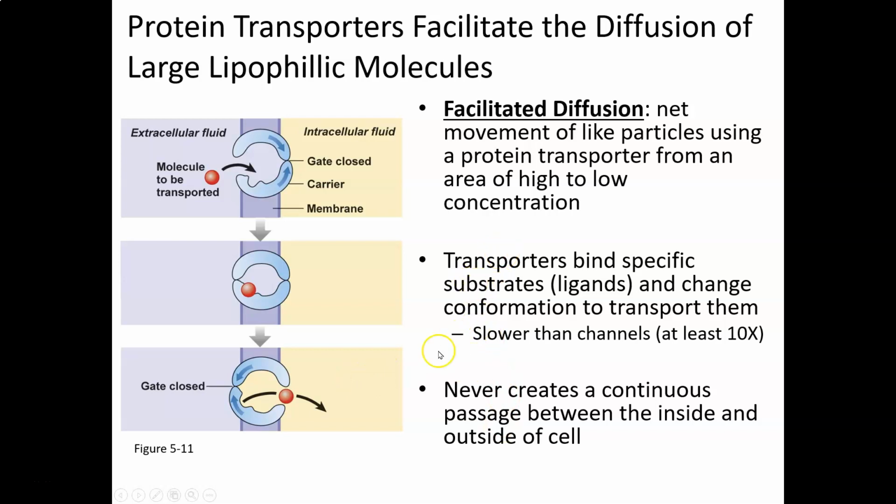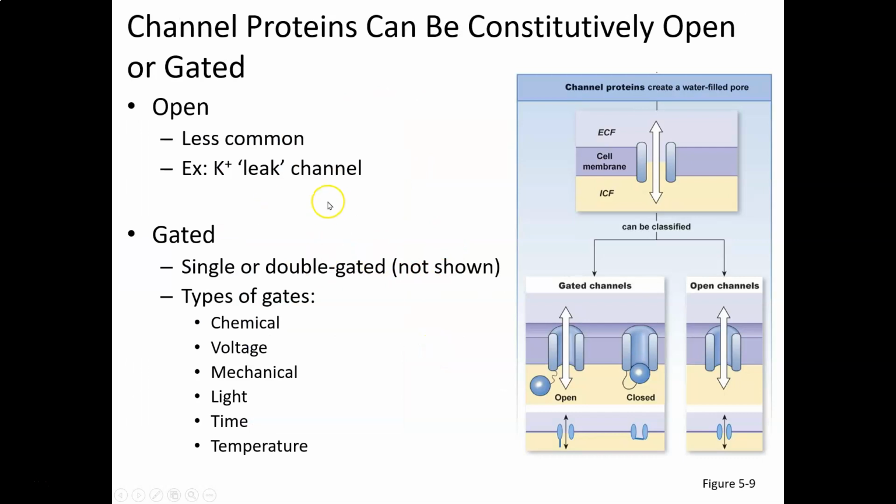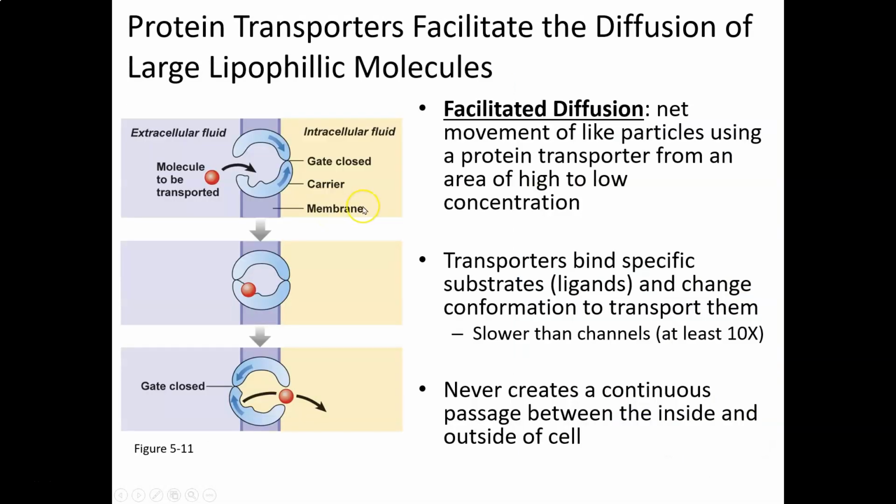When we look at channels, they rely on simple diffusion, and things are just going to diffuse through the channel. Channels are specific. As an example, this potassium leak channel won't move anything but potassium. We have channels for water, and we have channels for all sorts of things now that we've discovered.